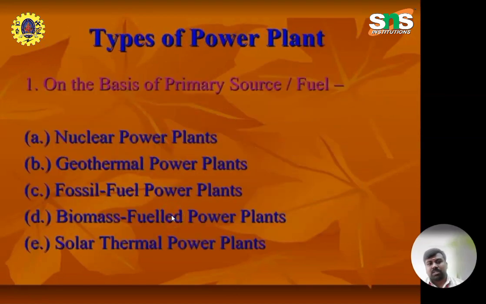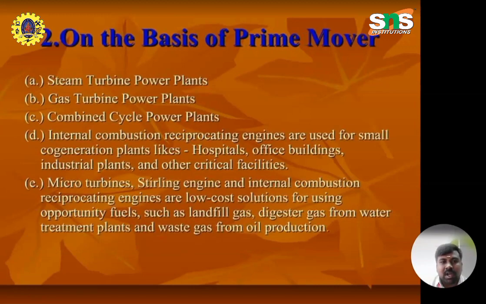The mechanical energy is converted into electrical energy by the generator. So, types of power plants. On the basis of the primary source or fuel, power plants are classified into five types: nuclear power plants, geothermal power plants, fossil fuel power plants, biomass fueled power plants, and solar thermal power plants. And on the basis of the prime mover, power plants are classified into various types.